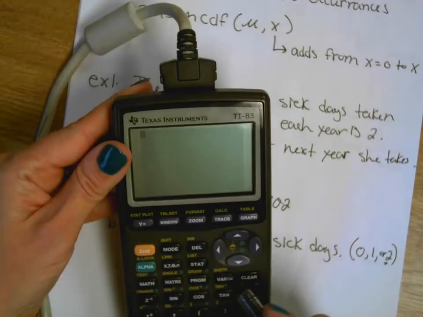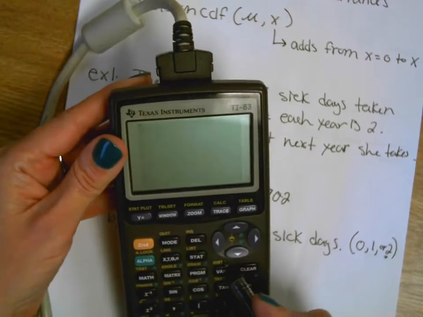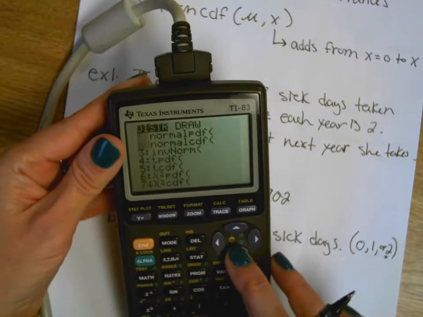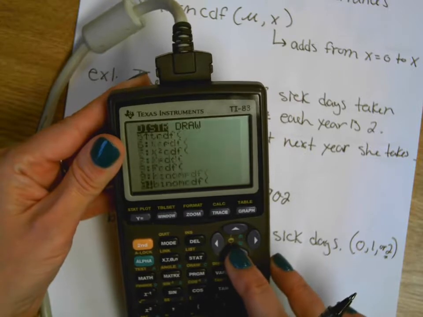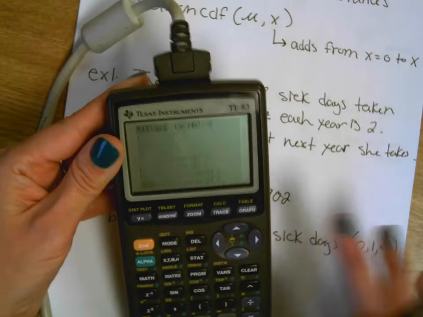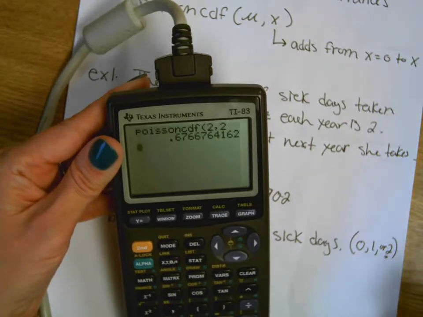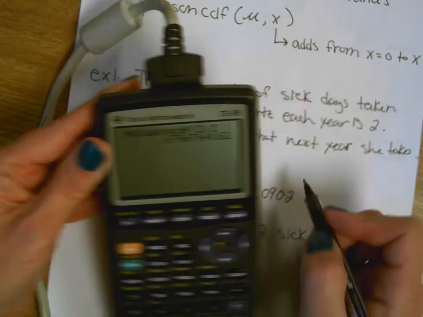So, go to your distribution, right here. Go down to Poisson CDF. 2 is my mean. Now we were looking for it to add 0 through 2. Look at how much faster that is.